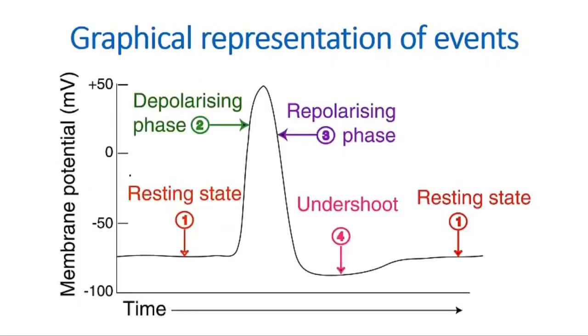Now this is the graphical representation of the events that are linked with each other. And if you look here, it starts with several different phases. Remember, the main four phases are there. Resting state, where there is no change. Second is the depolarization state. Third is the repolarization state. And fourth is another hyperpolarization state, called undershoot or hyperpolarization.